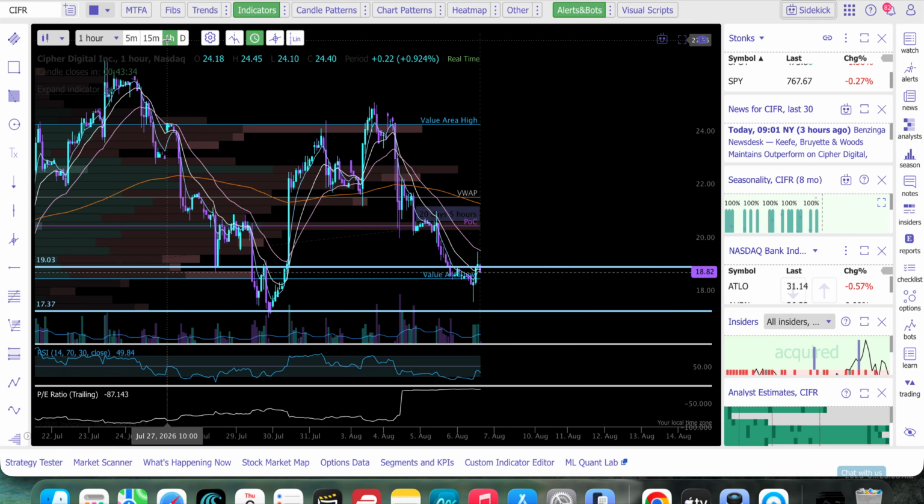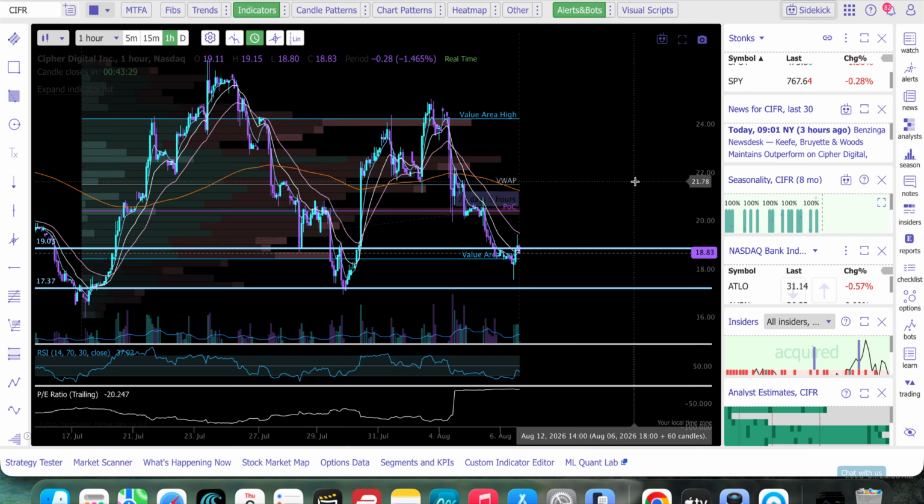And this is on the hourly chart. So, if something is on the hourly chart, you would expect it to hopefully take place within the next week or so. This is, yeah, August 12th. It's the 6th right now. So, yeah, about a week.